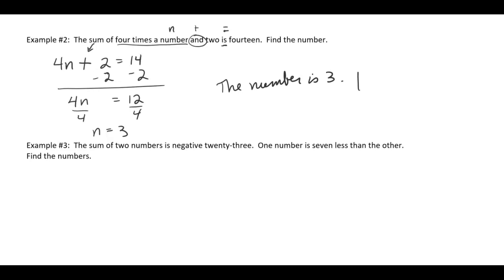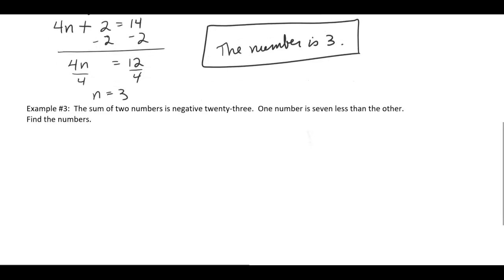Yeah, the number could have been anything. It could have been negative. It could have been a fraction. It doesn't say it has to be an integer or anything, but 3 is a number, so we could check it, but that looks right.